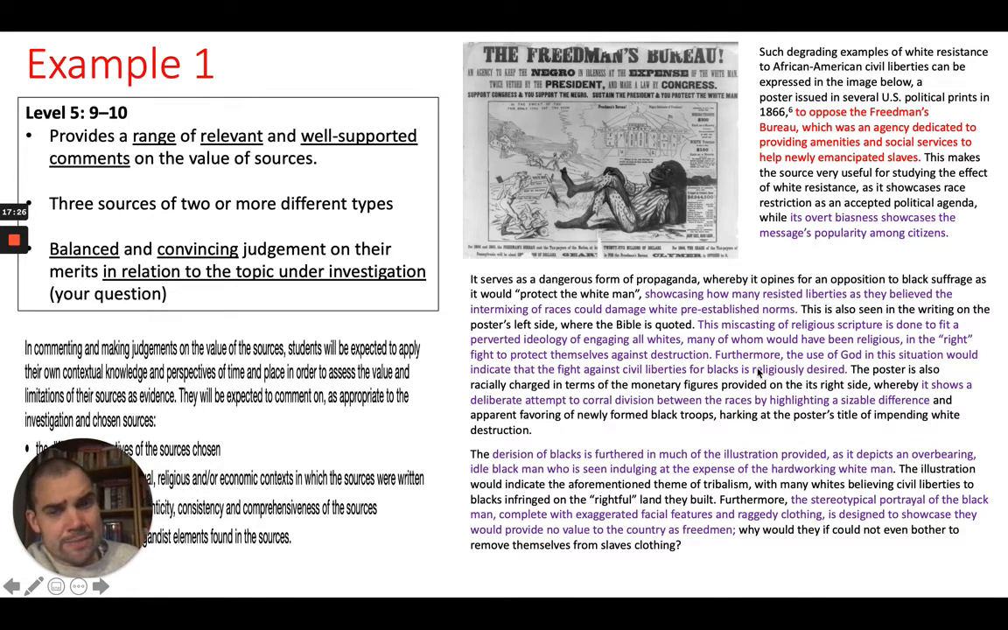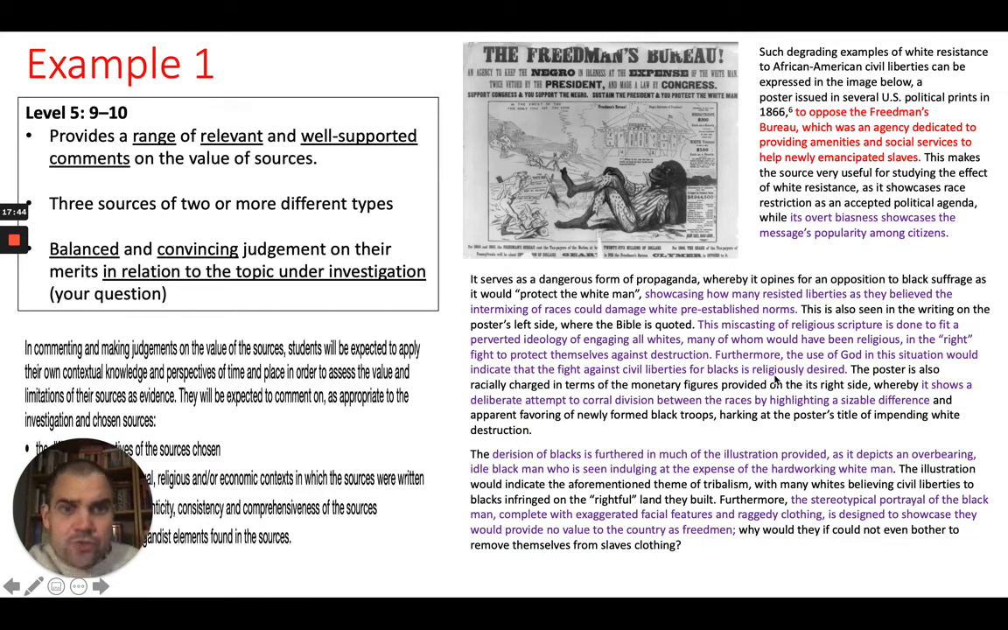So he's already beginning to make some interesting comments on the value of it. Why are you showing me this source about white resistance? He's beginning to build up some comments about why he's chosen this one. So he then goes into the actual detailed analysis of the content of the source, like you guys normally would on a source question at A level.